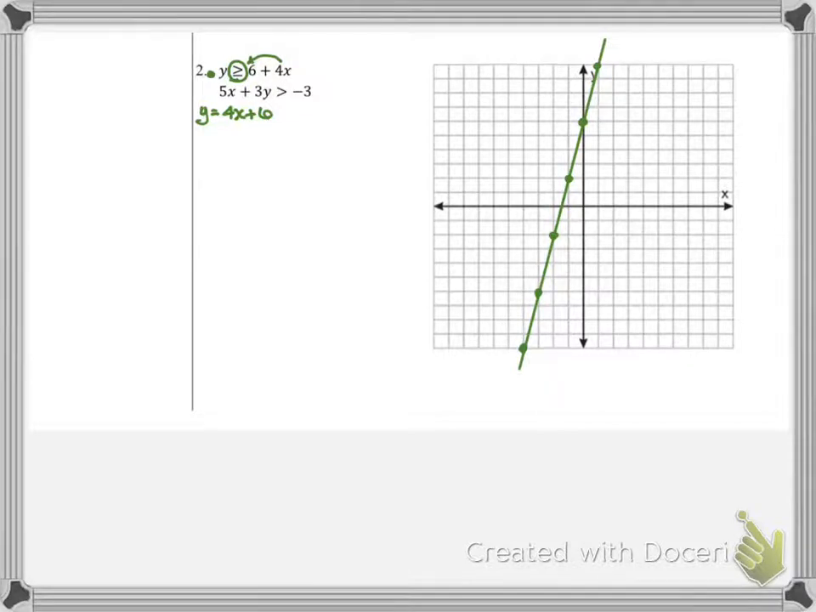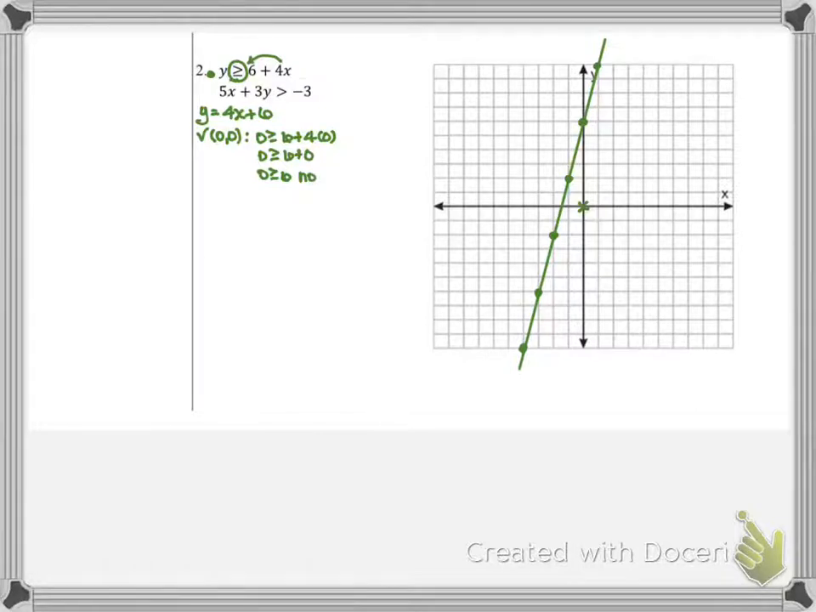Now we need to be able to test a point. I know you guys know this. I'm testing 0, 0. I'm going to plug that in before I turned it into an equal sign. So back to the original. That's going to give me 6 plus 0, and that's 6. Is 0 greater than or equal to 6? No, that's not true. That's a definite no.